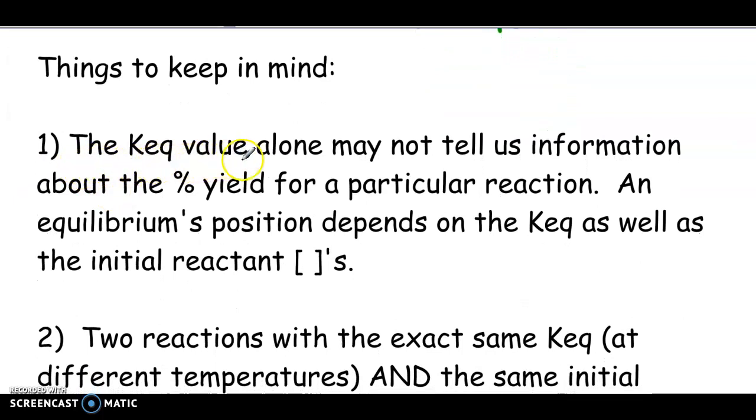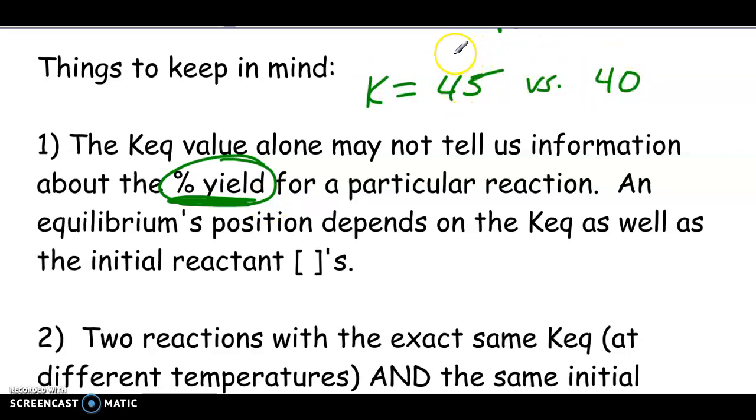The KEQ value alone may not tell us information about the percent yield. Just because you have a very large K does not mean you can make an assumption about what the percent yield is. So if I have a K value of 45 versus 40, it's not like this one has a 5% greater percent yield. No, you can't really tell by looking at just the K values themselves.